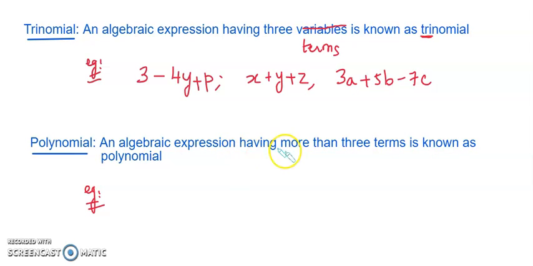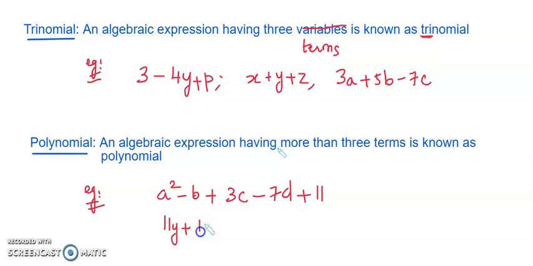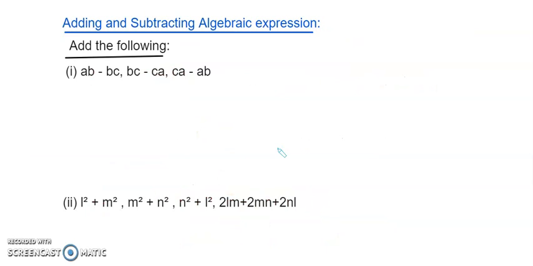And if an expression has more than three terms, then it's called a polynomial. Like suppose I have a squared minus b plus 3c minus 7d plus 11. Or I can have 11y plus 10z minus 9x plus 8yz minus 7zx, right? So they are more than three terms. Therefore, it is called a polynomial. Poly means more than one term. Okay. Now let's understand how to add and subtract.